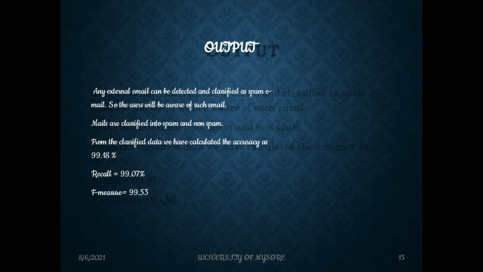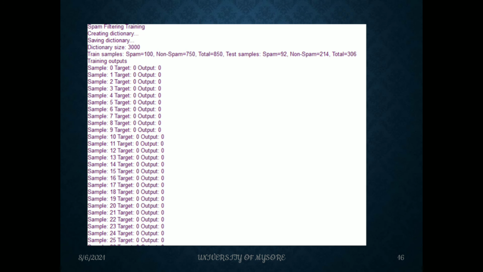Output. Any external email can be detected and classified as spam, so the users will be aware of such email. Mails are classified into spam and non-spam. From the classified data, we have calculated the accuracy as 99.18%, recall 99.1707%, F measure 99.53%. This is the output of this project. 0 refers to the spam messages and 1 refers to the non-spam messages.